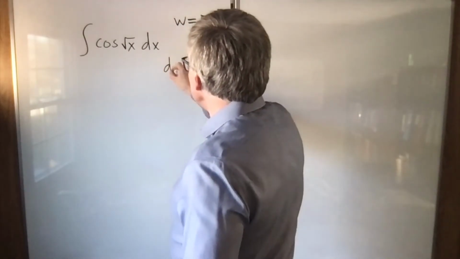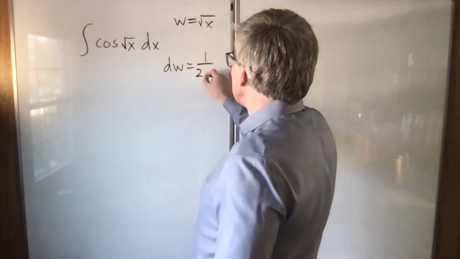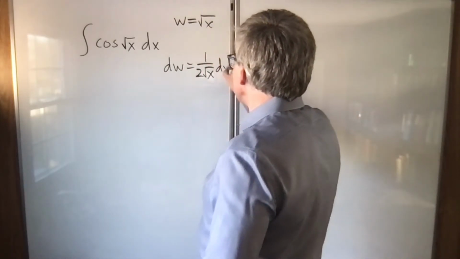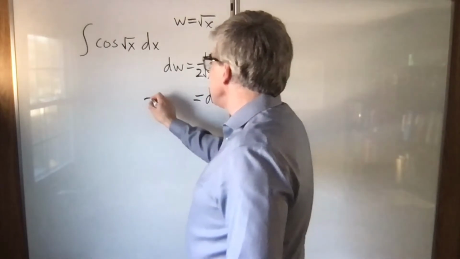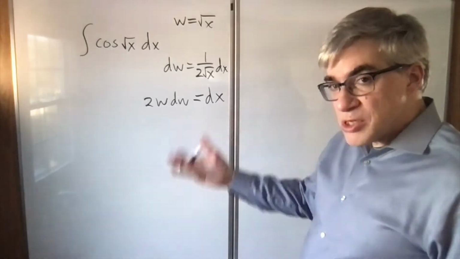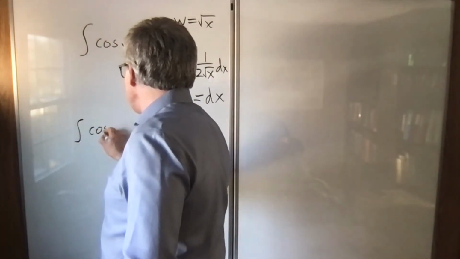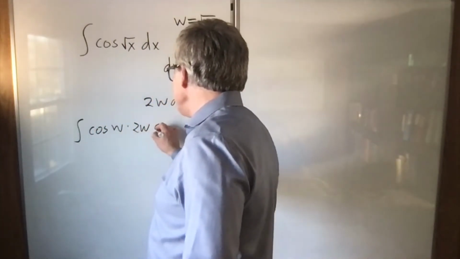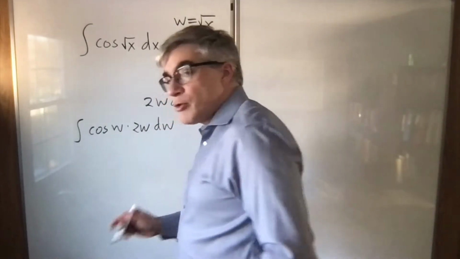Then dw is 1 over 2 square root x dx, or dx can be rewritten as 2w dw because that's a w. With that substitution, we now have cosine w times 2w dw. This can be done by integration by parts.